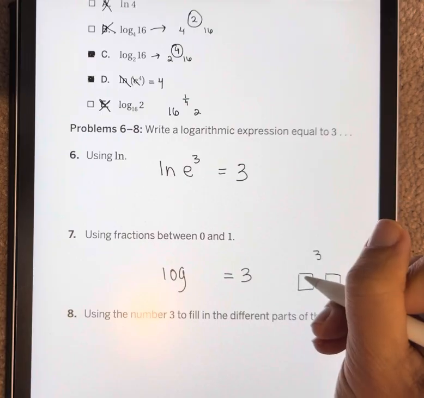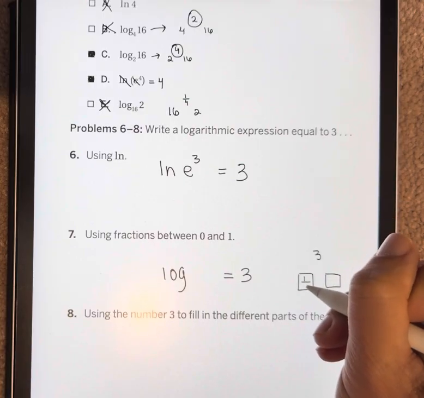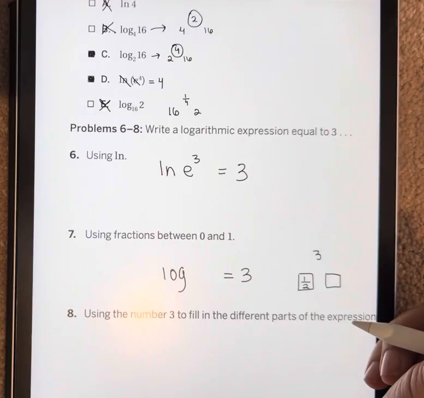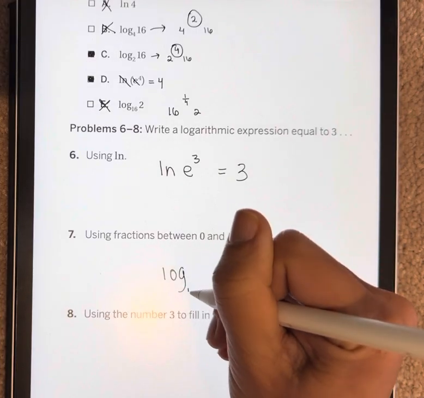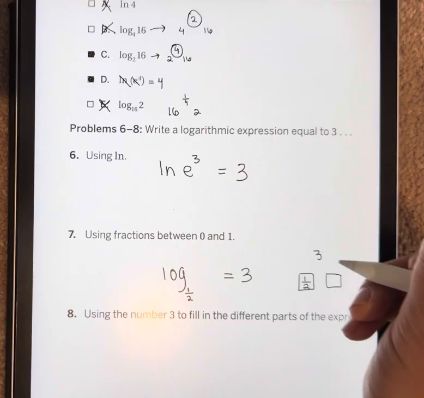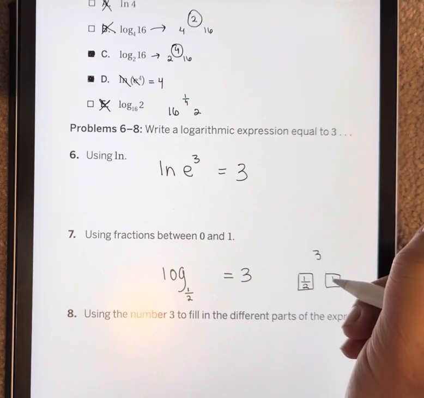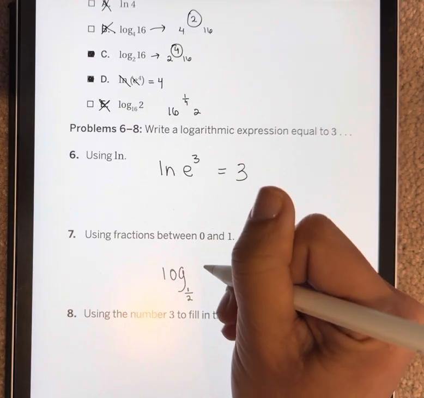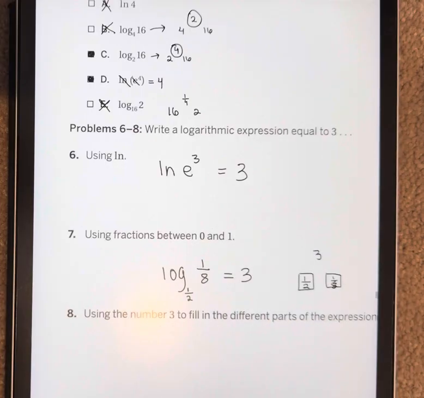So why don't we pick like a nice fraction that's not too scary? Let's go with a 1/2. So we can make the base of our log 1/2. And so then 1/2 to the third would be 1/8. That would go there. Okay, log base 1/2 of 1/8 equals 3. Cool.